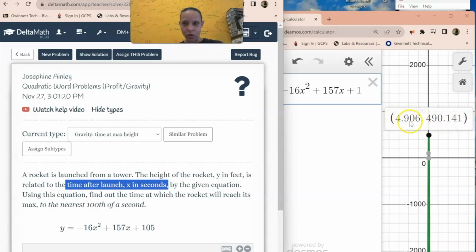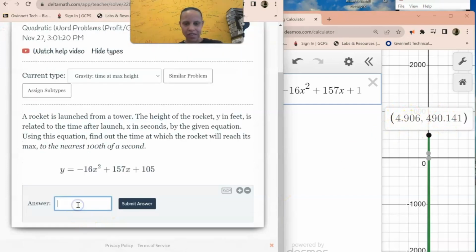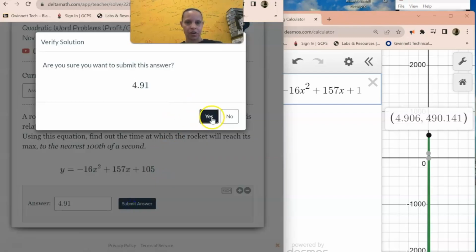The x value, 4.906. Now, if there's any rounding, this is where we have to round. So 4.906. All right, and it says round to the nearest hundredth of a second. What does that mean? There are 2 zeros. That means this right here is my cutoff point. I cut that off. I should only have 2 numbers after the decimal. What does this 6 do? 5 and above, add 1 more. 4 and below, let it rest. So this is 5 and above, so add 1 more. So this 6 adds 1 more. Boom, done.